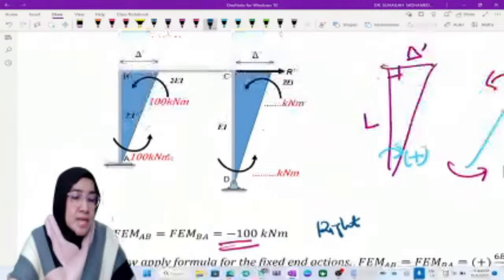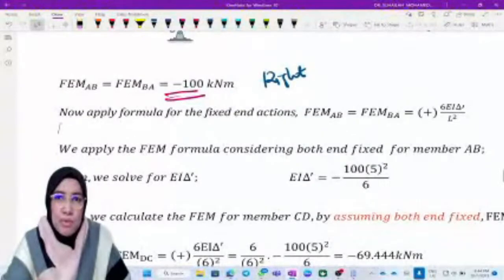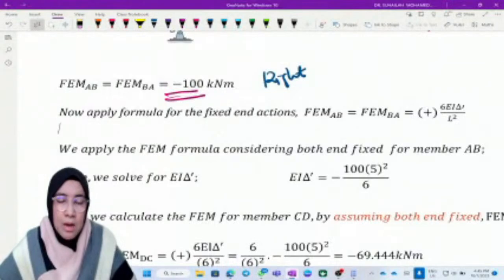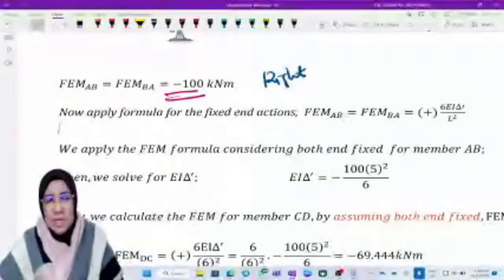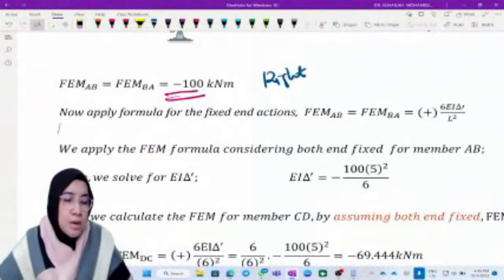We have to apply the formula, whether it is for a pin or for a fixed end moment. We can assume we use the both-ends-fixed formula for all, even though one end is pinned and the other is fixed, so we use only one formula. I don't want to confuse you, so we only focus on one formula.